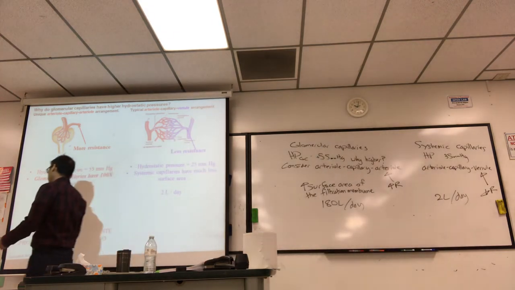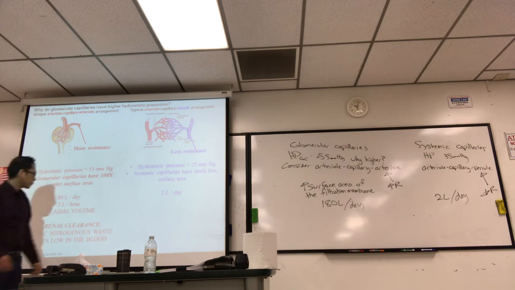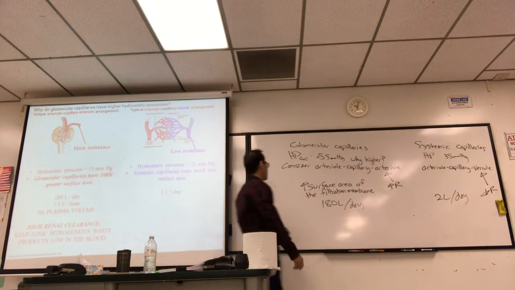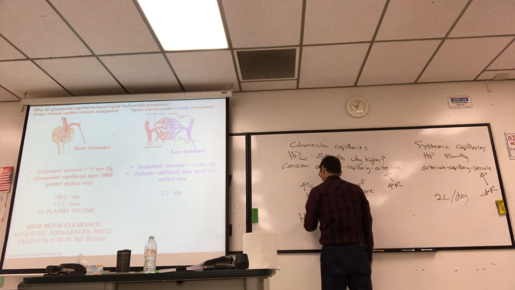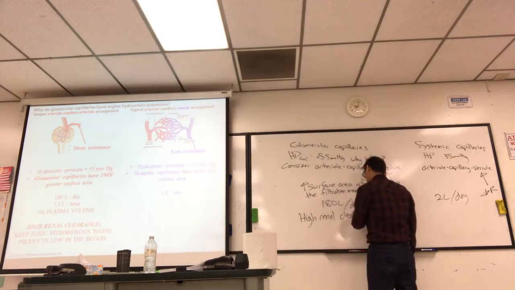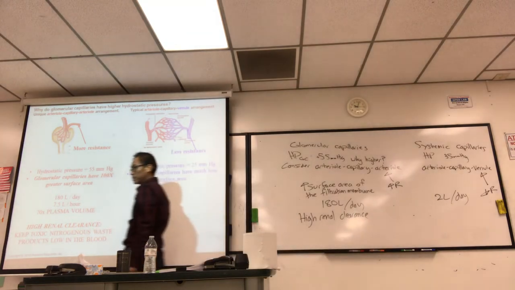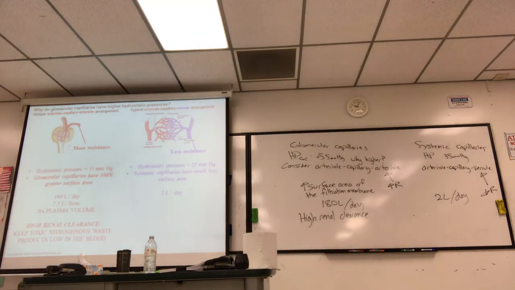Let's take home message. Another term to write down is high renal clearance. You're clearing through, blood is circulating, and 180 liters of plasma is being filtered a day. I mean, you only have like 2 to 3 liters of plasma, and you're filtering it like 70 times a day. High renal clearance. You want to clear it out of the body if it's a toxin. So that's an important function.